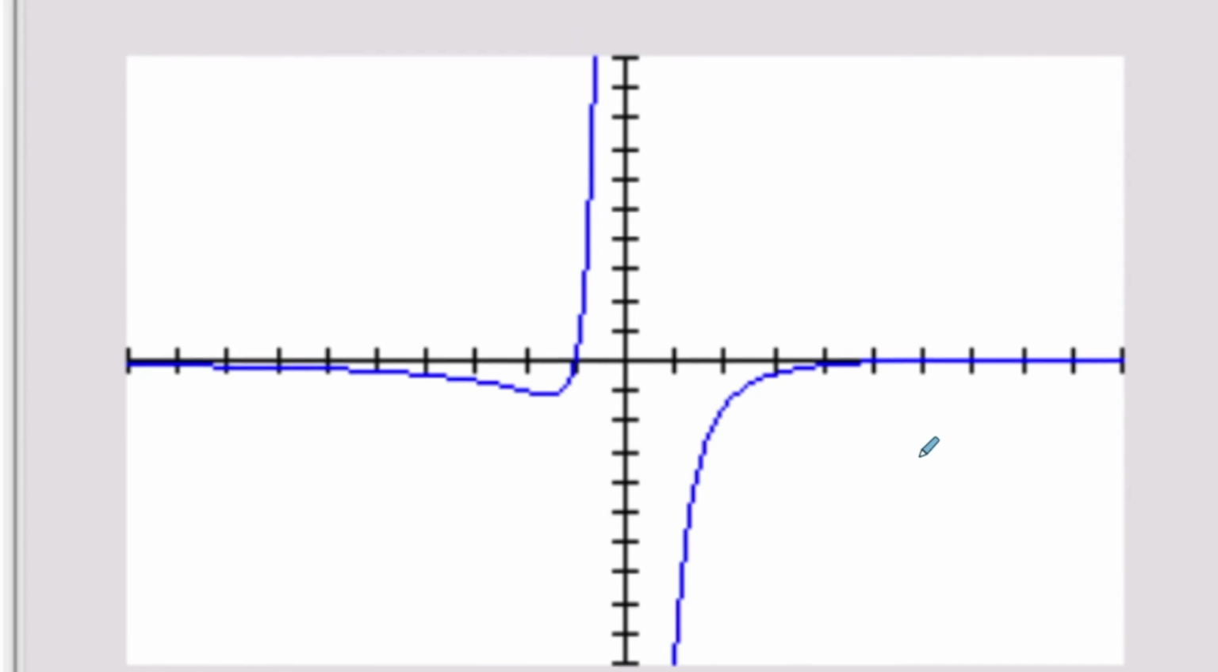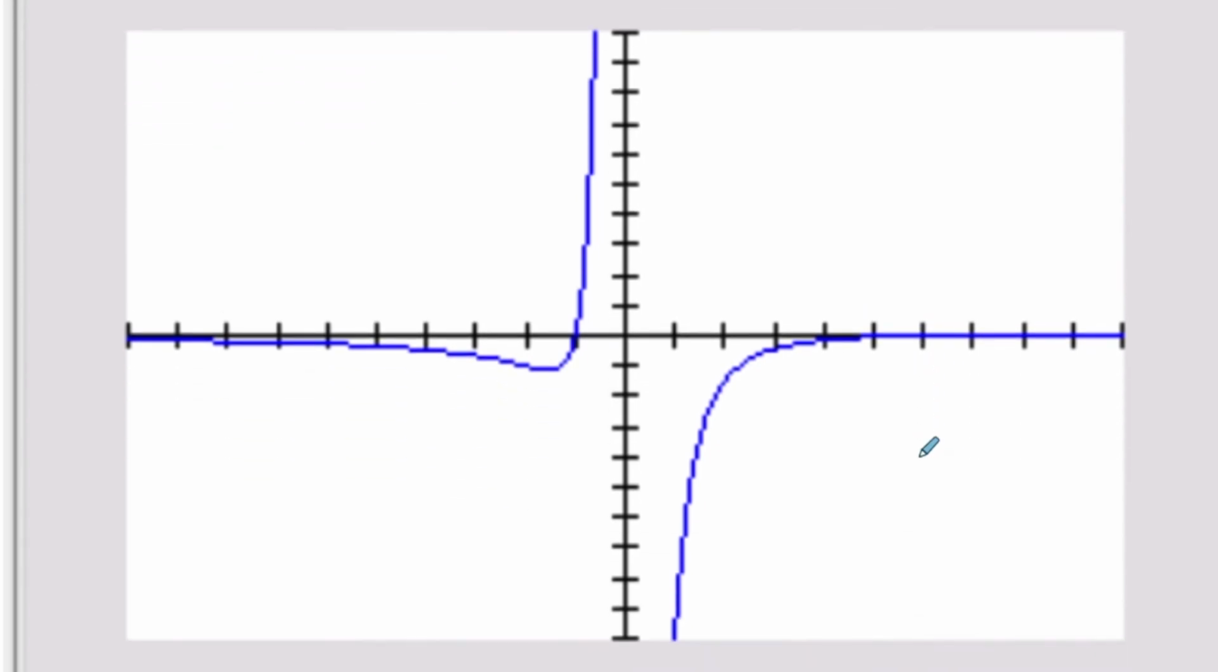So, but there you go. That's all the different parts that we're looking for on a curve sketching problem.